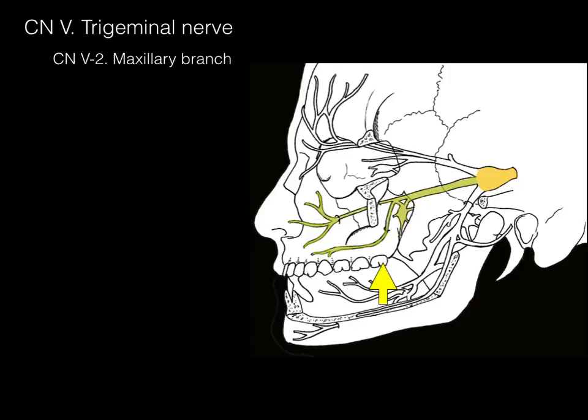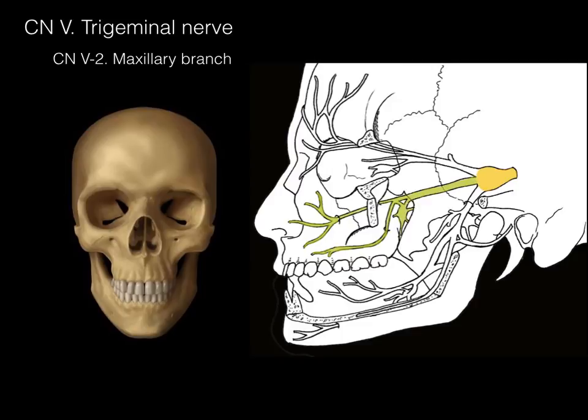It's not so great illustrated in this picture. That was some good grammar, wasn't it? To get to the skin of the face, the maxillary branch traverses the inferior orbital foramen.